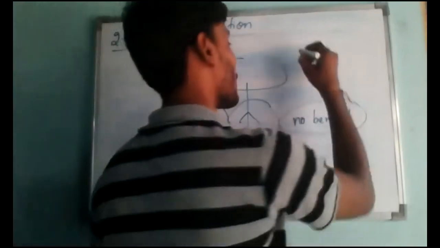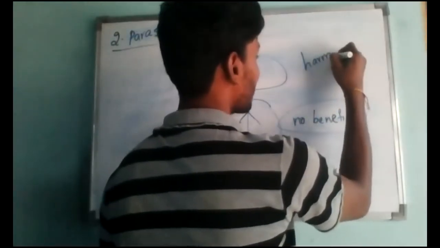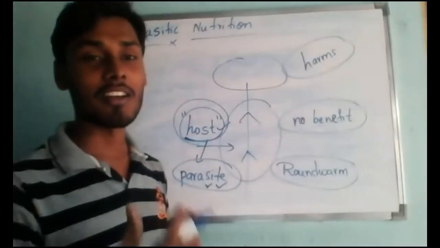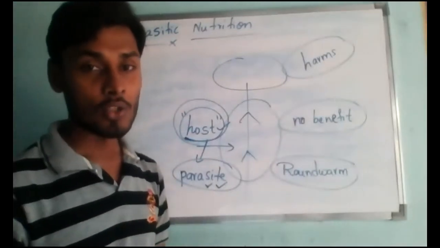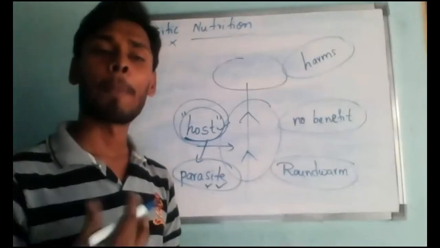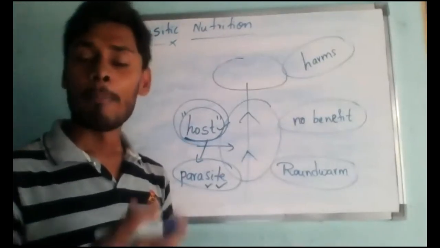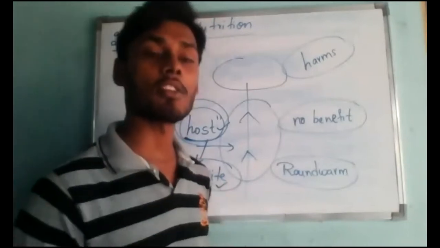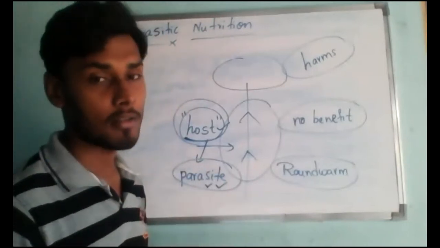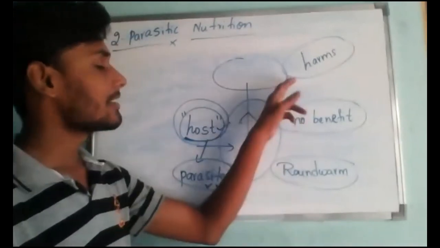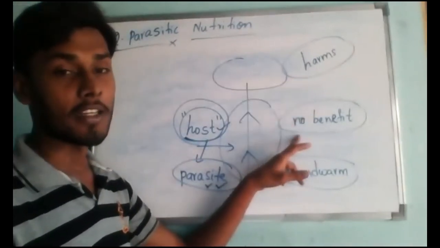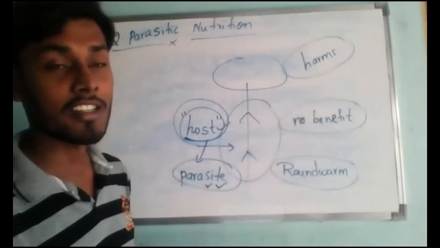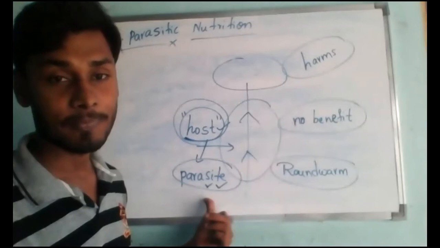They will harm the host. That is the problem. Understand? They will start damaging the host. This host may be a plant or maybe an animal. The parasite is also a plant or animal, or this host is also a plant or animal, it doesn't matter. But instead of doing benefit, it will cause harm to the host. That is what is called a parasite.